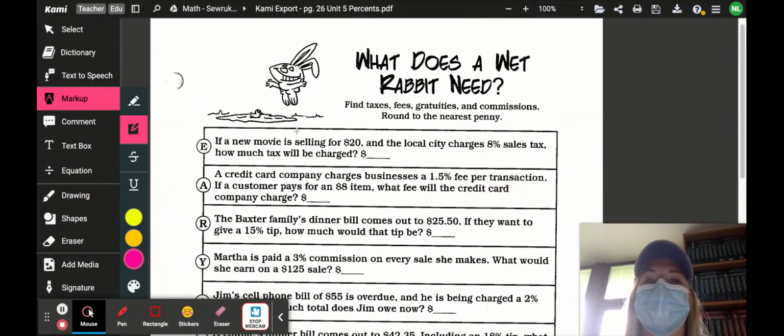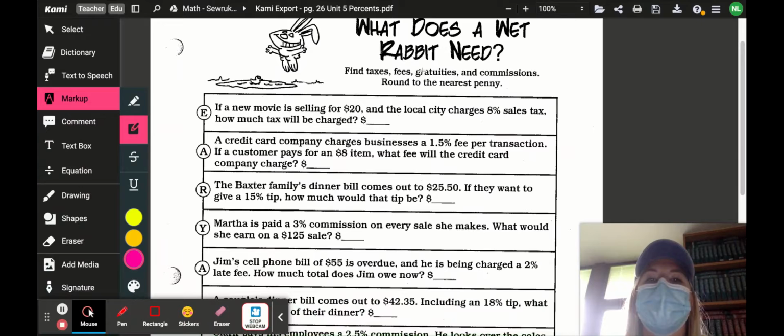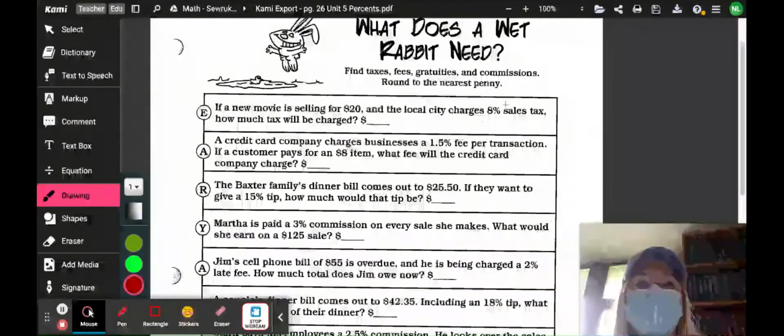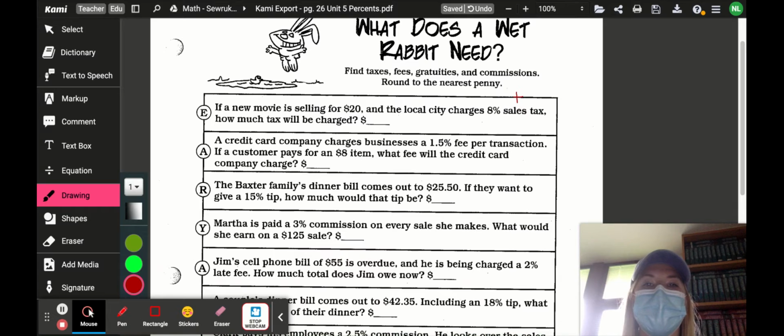All right, this is page 26. If a movie is selling for $20 and the local city charges 8% sales tax, how much tax will be charged? Sales tax gets added on. You need to make sure that you know that. So, because it's added on, I would write a plus sign on here so you know that it's something that you're adding on after you multiply it. Something that you need to know.